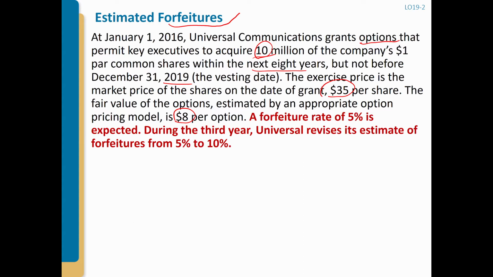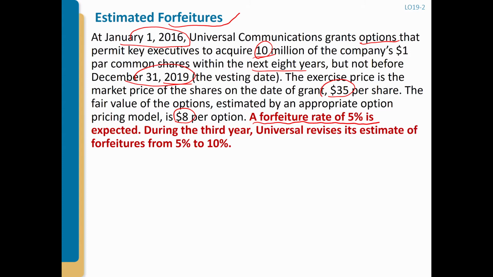That's what we talked about in the previous example. But now let's say the forfeiture rate is 5%, as expected. Again, what is the forfeiture rate? Some people are going to leave the company within 4 years, from January 2016 until December 31, 2019. That is the so-called vesting period. Those executives might leave the company during that time, and if they leave, we won't give them the stock options. We call that forfeiture.